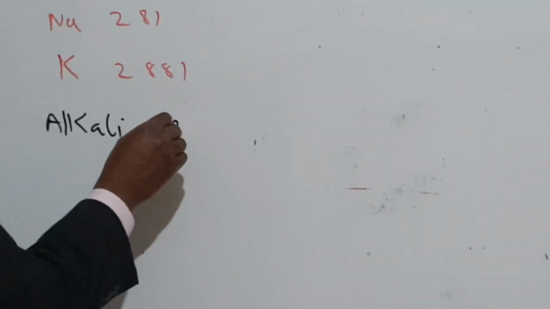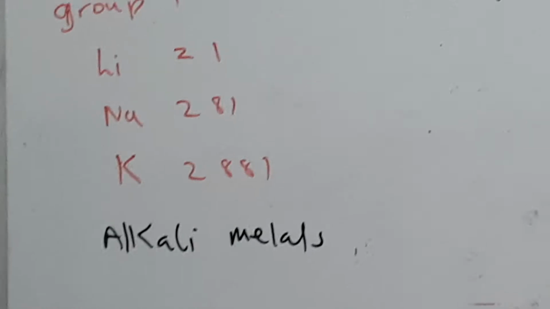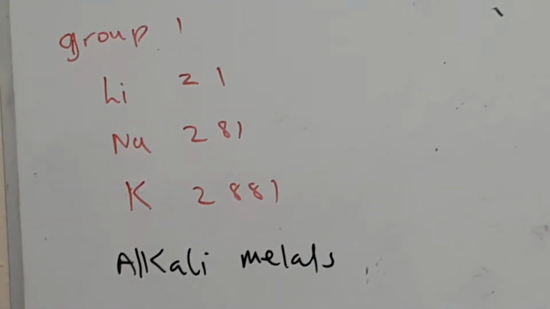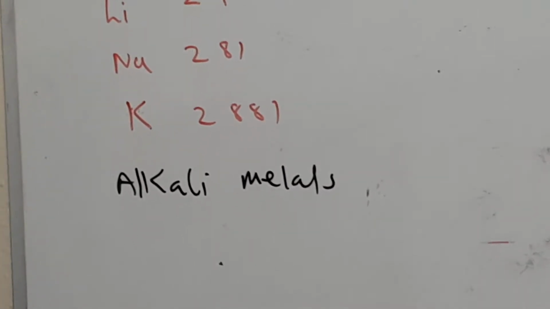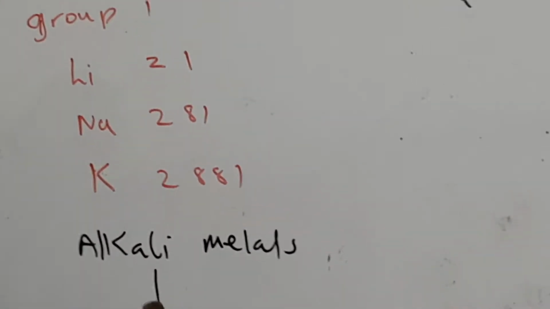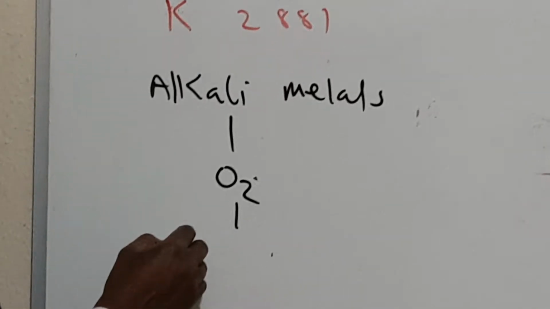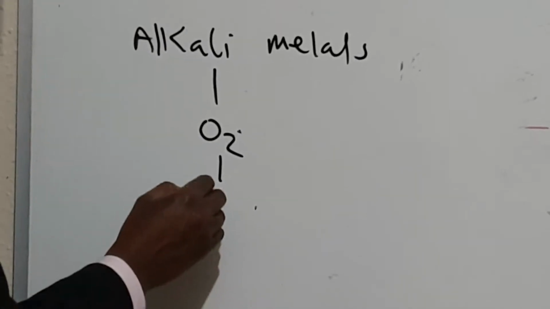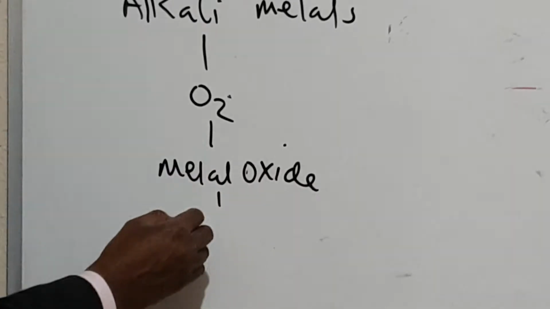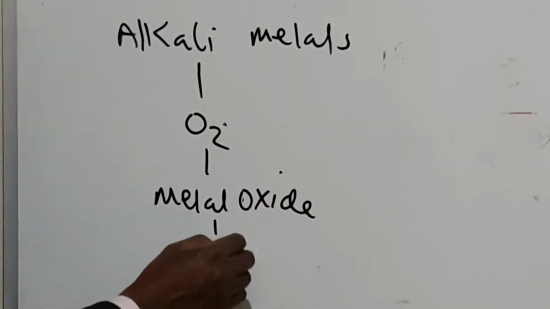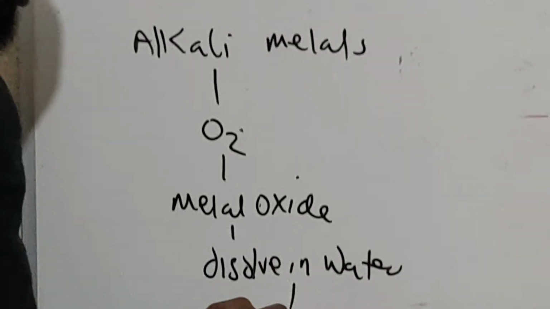Alkali metals. Because when they react with water, or when they react with oxygen, they form what we call alkalis. When they react with oxygen, they form what? Metal oxide. Okay? If the metal oxide dissolves in water, it is called a base.